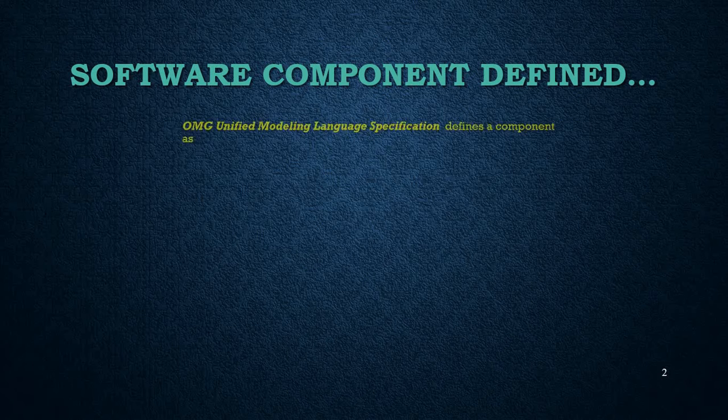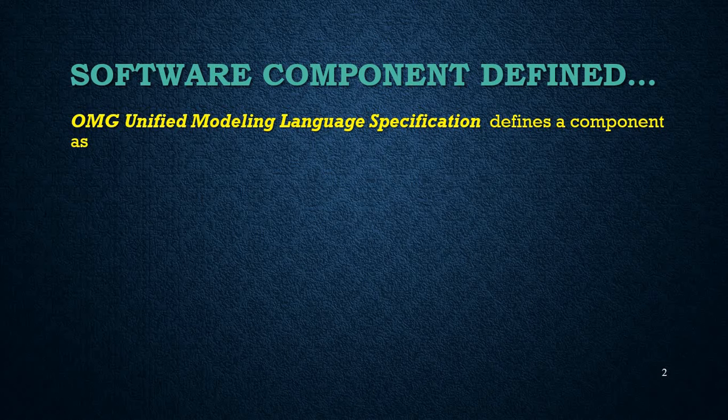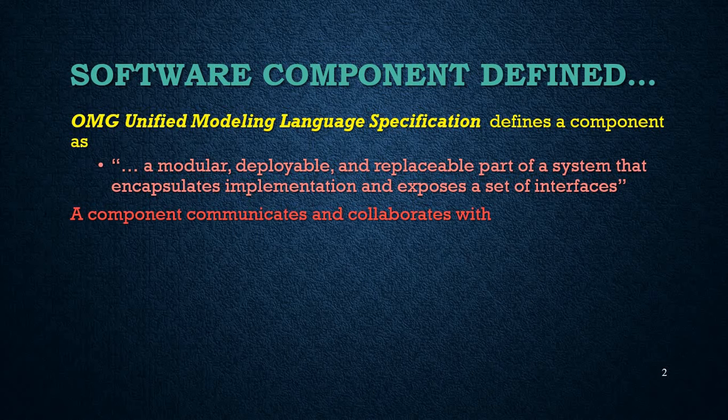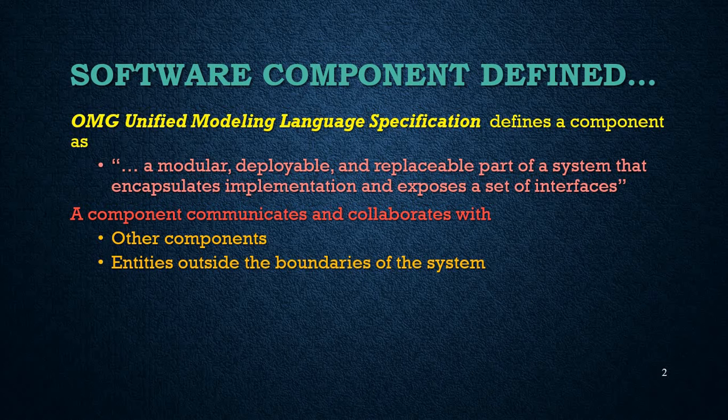Object Modeling Group Unified Modeling Language Specification defines a component as a modular, deployable, and replaceable part of a system that encapsulates implementation and exposes a set of interfaces. A component communicates and collaborates with other components and entities outside the boundaries of the system.